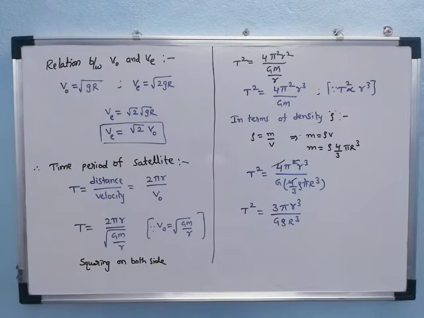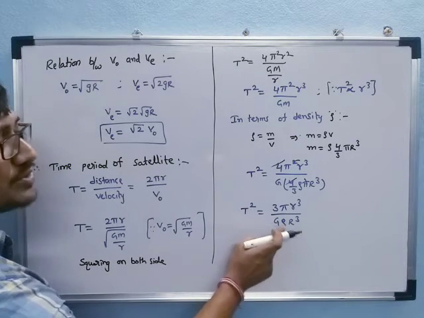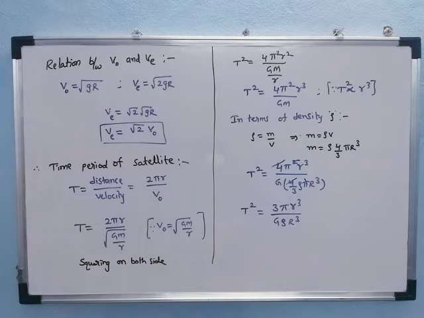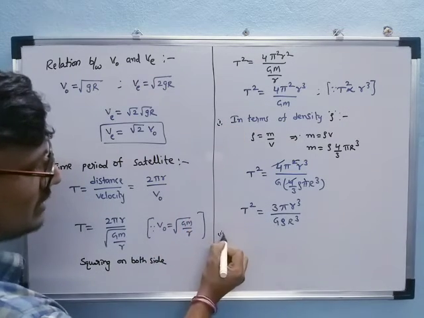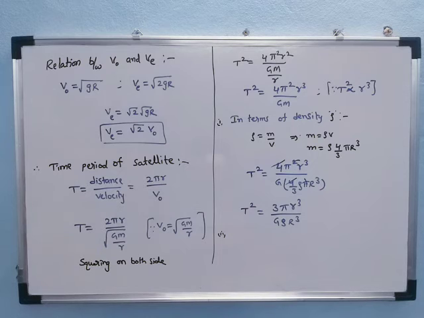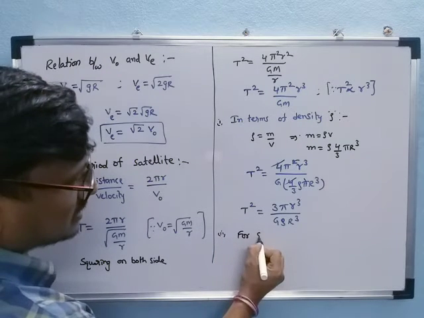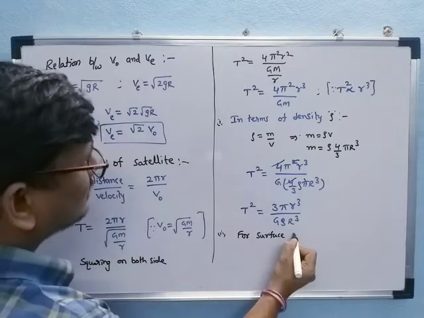This is the formula of the time period in terms of density. And next, the second one we are going to discuss is the surface satellite.